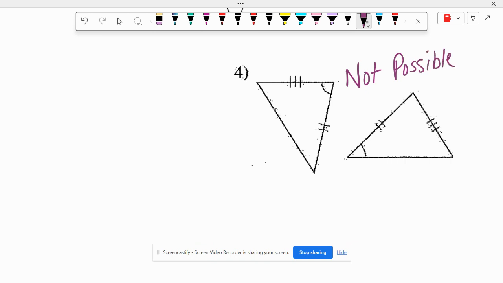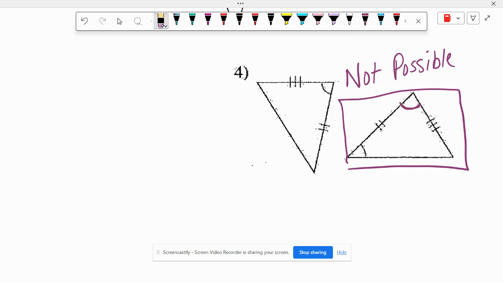Yeah, good job. On this triangle right here, the triangle on the right side, if this was going to be congruent by side, angle, side, the congruent angle would have to be right here, and it's not. It's not in the right spot, so I can't use side, angle, side. Okay? Do we see that?